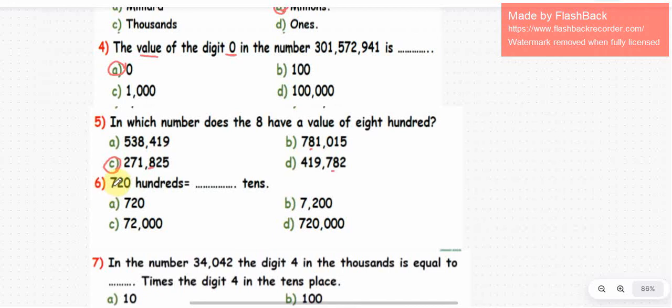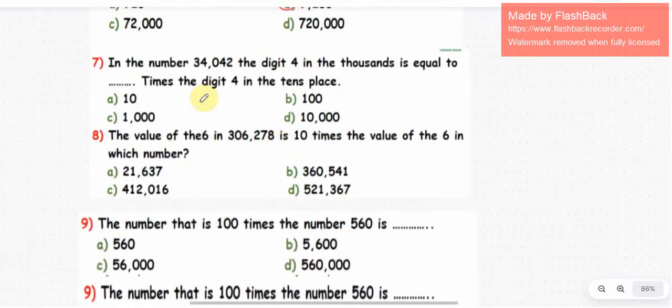Number 6. 720 hundredths equals how many tenths? We said we have to cross out a word beside the number and put the zeros. 100 has two zeros. So the word on the right, tenths, has how many zeros? One zero. And write the rest of the number. Don't forget to put the comma. So I have to choose letter B.